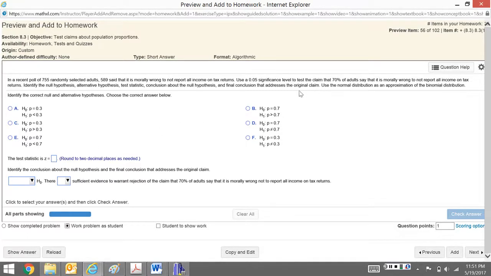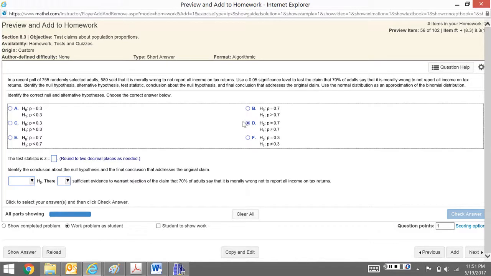And then what was it asking? Test the claim that 70% of adults say it's morally wrong. So we're just testing whether this is or isn't. So then not equal. We didn't say less or more, so we just want that it isn't 70%. That's what we want to prove. So that's what our alternative is, because remember, our alternative always is what we want to prove.